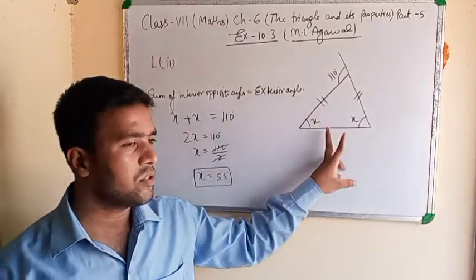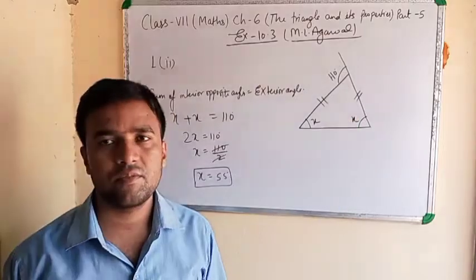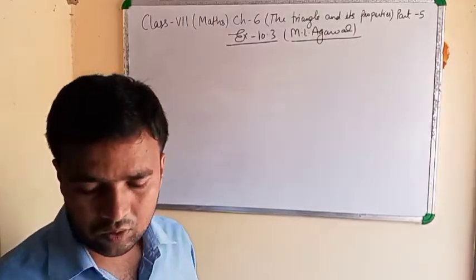Two sides equal means two angles equal. The sum of two interior angles equals one exterior angle. Note down. Question number three.